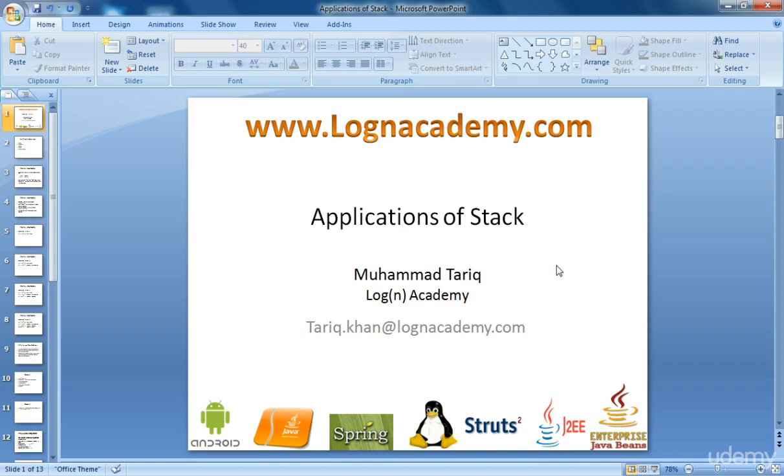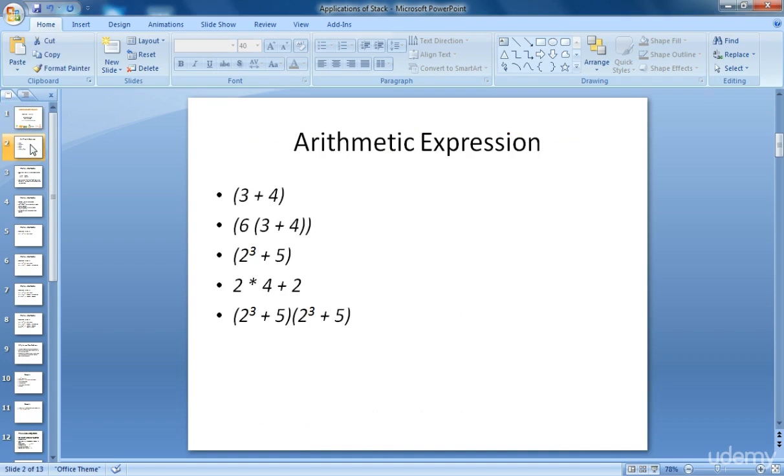Hello, my name is Tarek, and in today's lecture, we will see the applications of stack, the areas where we can use stack data structure in order to solve a problem. You must have seen such expressions in your school life. There are two operands and one operator, and you must have evaluated such equations in your school days.